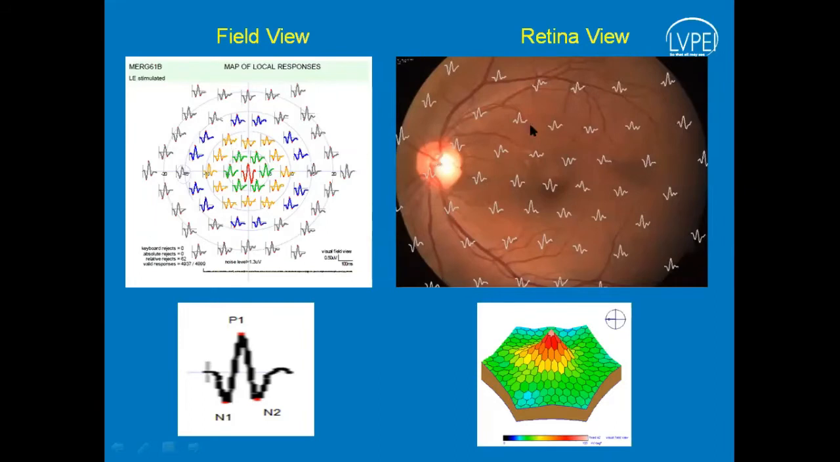Now, in the retinal view, we superimpose the trace arrays, or the responses which are extracted, over the fundus photo. So we should always be alert while we see these two types of views, one is the field, another one is the retina. Now, the 3D plot shows the overall signal strength per unit area of retina.